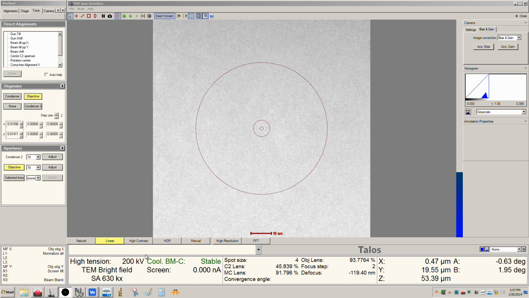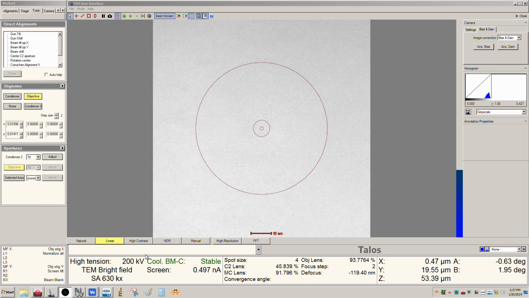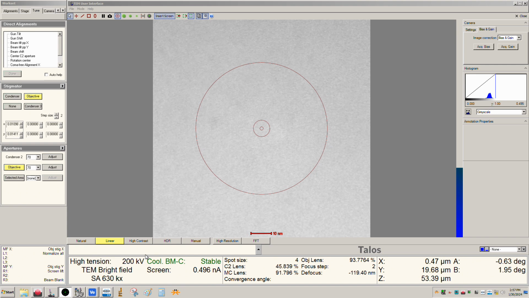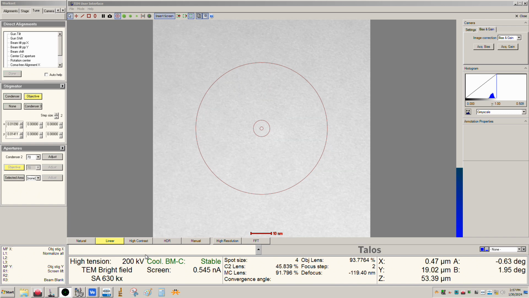So what we're going to do here is play around with this. And well, I guess I could have marked the stage position here, but at this level, I don't think it would have come back anyway. What I can do here, though, is increase my beam current by changing spot size, and we're going to see what happens as we do this, okay?